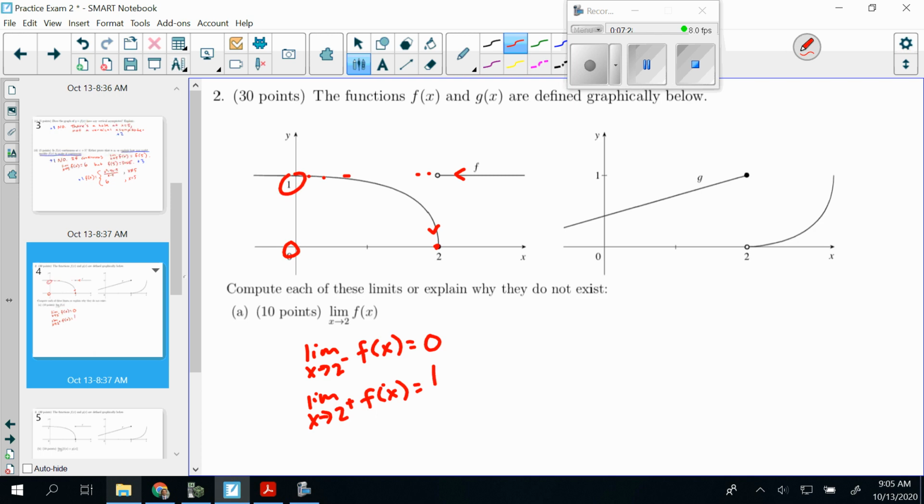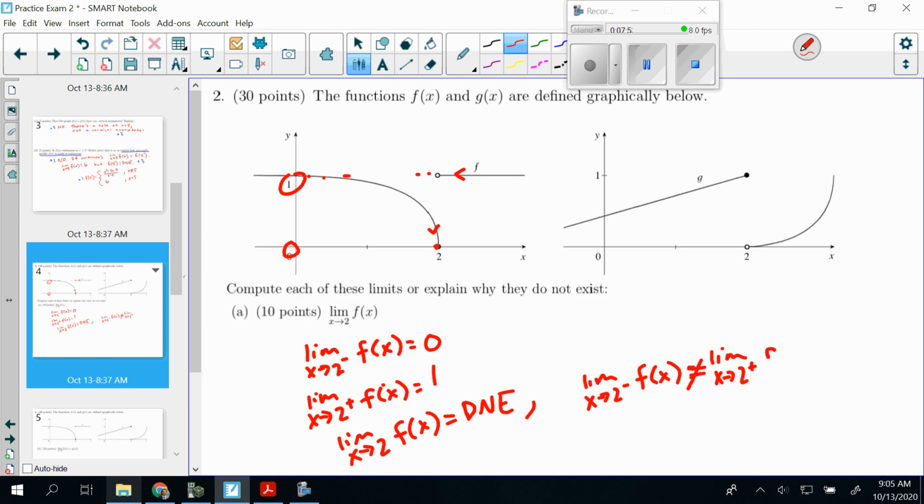And so what we'd want to say on this one then is that the limit as we approach 2 of this function does not exist. And the reason would be that both of these sides are not the same. If there's a limit, both of these should be equal, and they are not. And so that's what they're looking for there.